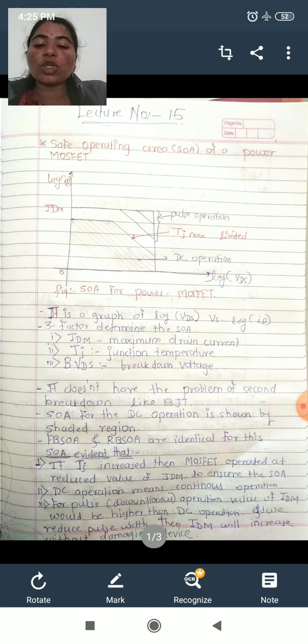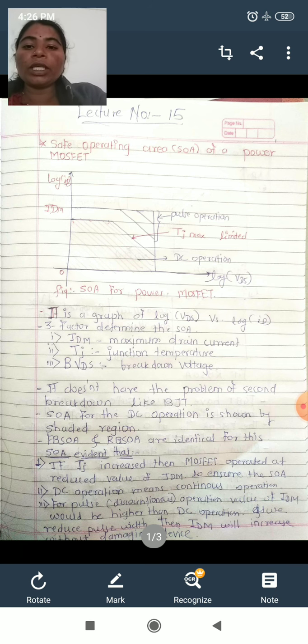For pulse operation, that is discontinuous operation, the value of IDM, the maximum drain current, would be higher than in the DC operation. Due to this, if we reduce the pulse width, then IDM will increase without damaging the device.